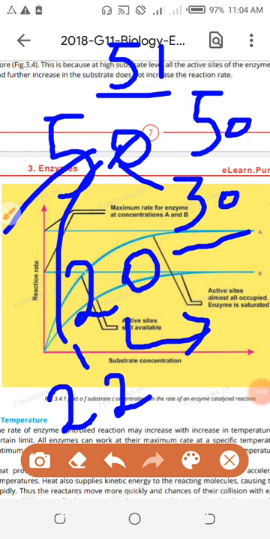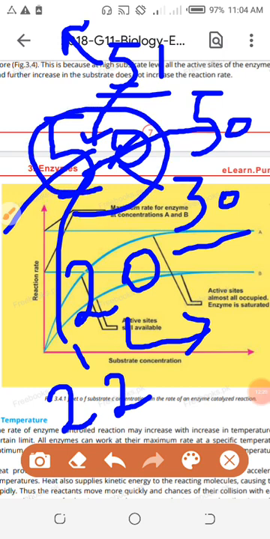So will the rate of reaction decrease? No, it will not decrease. It will remain 50, because out of 51 substrate, 50 will combine with 50 active sites to form the ES complex. So after 50, even if I increase 1000 substrate molecules, only 50 active sites will be available to form the ES complex with only 50 substrate. Reason? Because there are only 50 active sites. The active site is the limiting reactant now. Active site numbers are less.